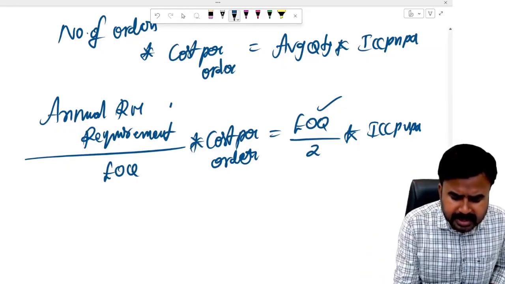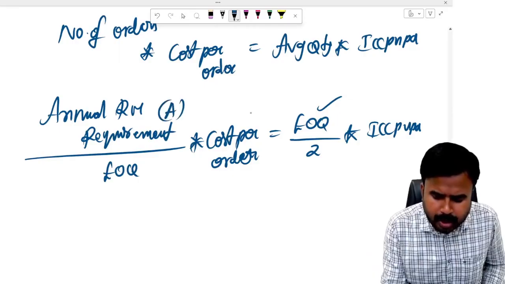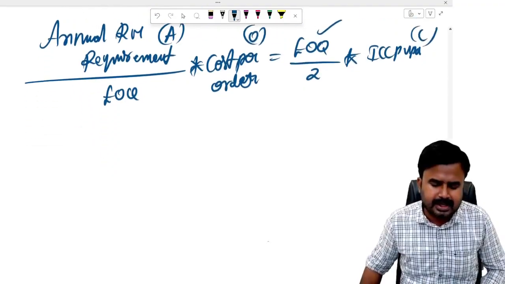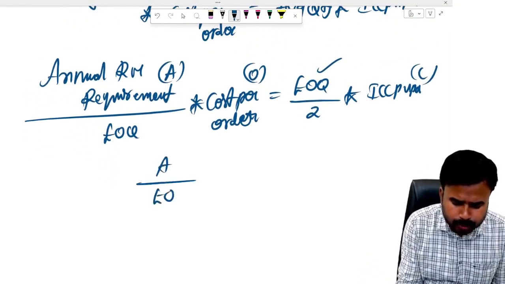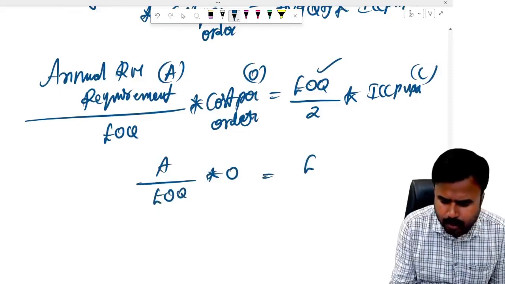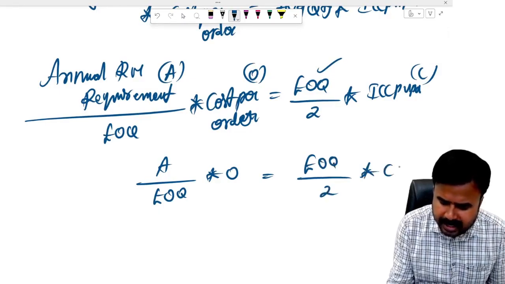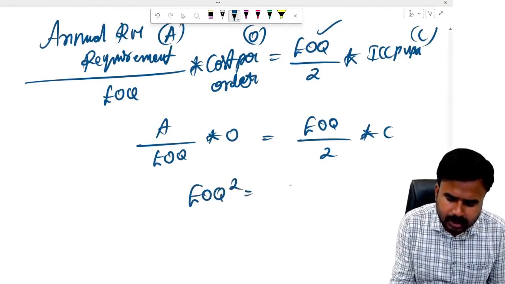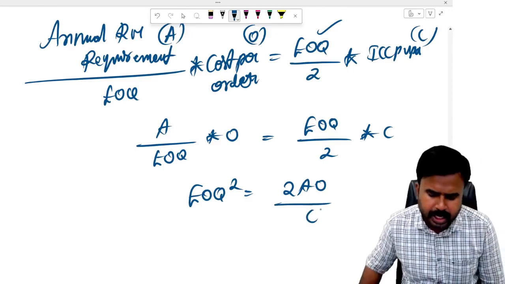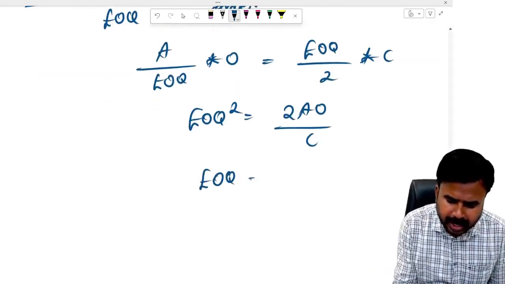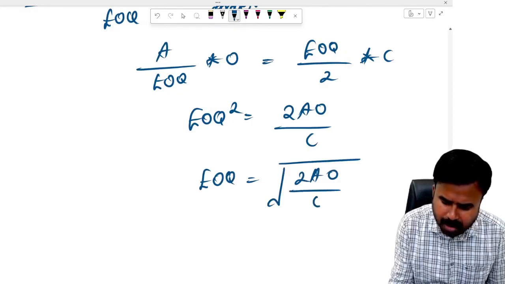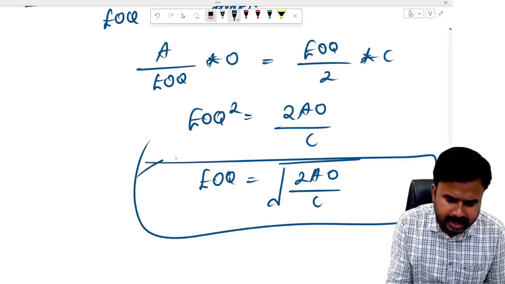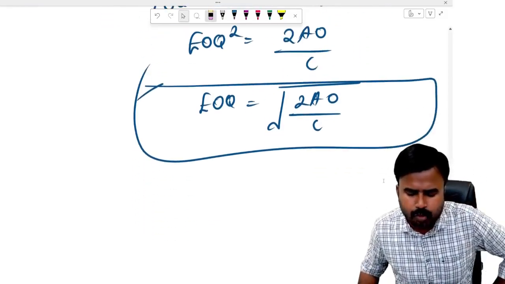So here is the term A, EOQ. Cost per order is denoted with O. ICC per unit per annum is denoted with C. See, A by EOQ into O is equal to EOQ divided by 2 into C. From this, EOQ square is equal to 2AO by C, where EOQ is equal to square root of 2AO by C. This is the formula for economic ordering quantity. The simple formula for economic ordering quantity is square root of 2AO by C.